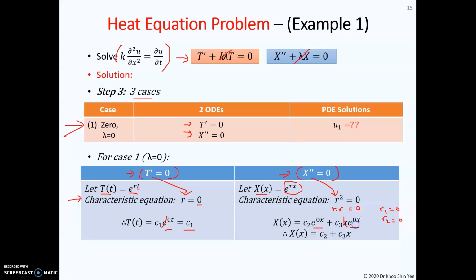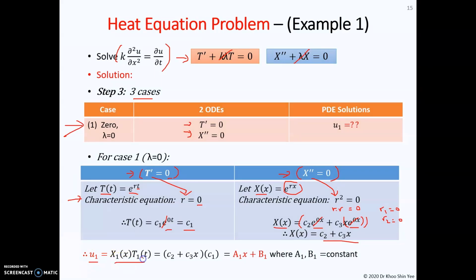Therefore, you need to do a treatment for the second solution here by multiplying by the independent variable, which is x. So in this case, you have the total solution equal to the superposition of these 2 solutions. Exponential 0 here is equal to 1, therefore you obtain c2 plus c3x. With that, we succeed in obtaining the first PDE solution, which is equal to X1 multiplied with T1. So substitute inside this parameter, then you obtain this. Multiply it with the c1 here, then you obtain 2 new constants, which are a1 and b1.